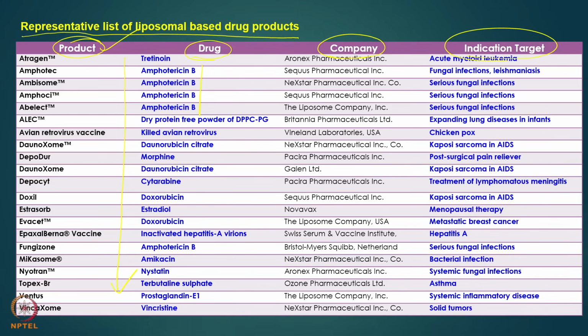Most of them are antifungals, and anti-cancer drugs are also available for the treatment of various diseases. Here we will see their therapeutic applications. You can see leukemia, leishmaniasis and other infectious diseases, and also a lot of cancer therapy. So, with this you can encapsulate various types of molecules in a liposomal formulation.